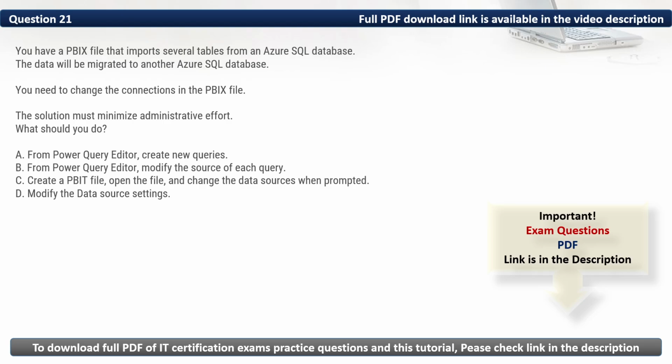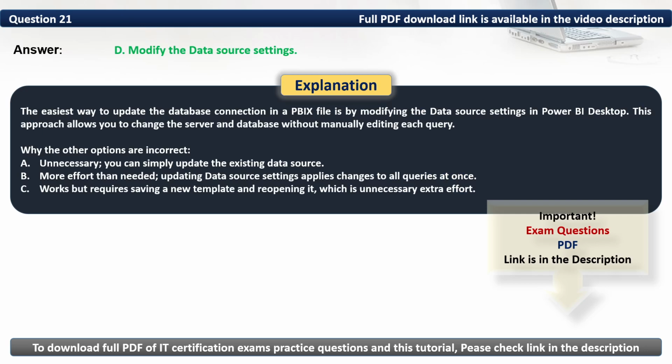Then we have C. Create a pbit file, open the file, and change the data sources when prompted. It works but requires saving a new template and reopening it, which is unnecessary extra effort. As such, we should modify the data source settings. Thus, the correct option is D. The easiest way to update the database connection in a PBIX file is by modifying the data source settings in Power BI Desktop. This approach allows you to change the server and database without manually editing each query.